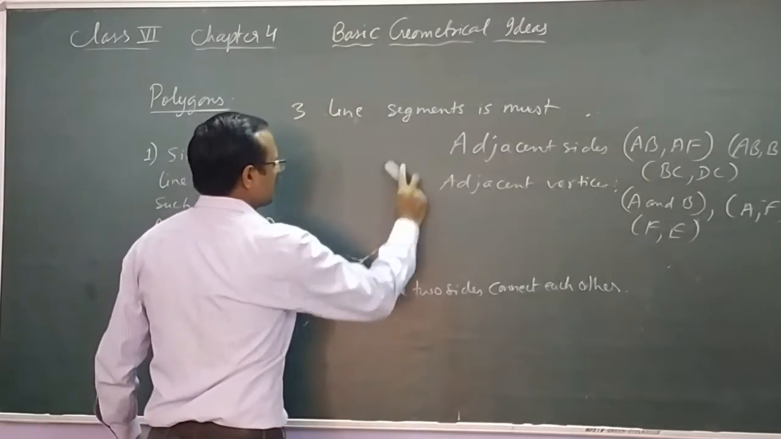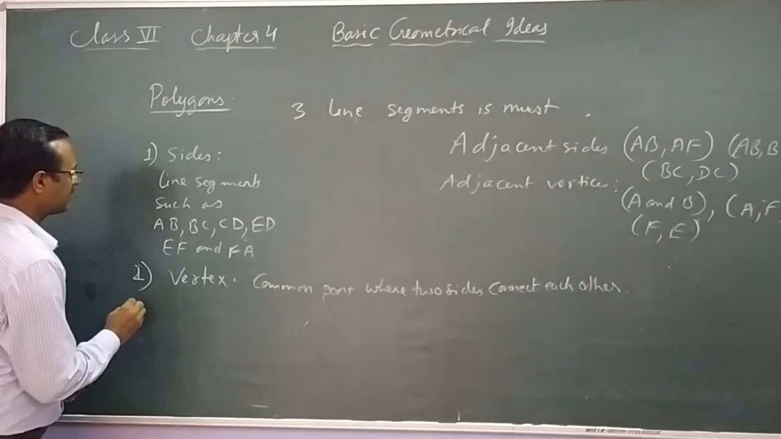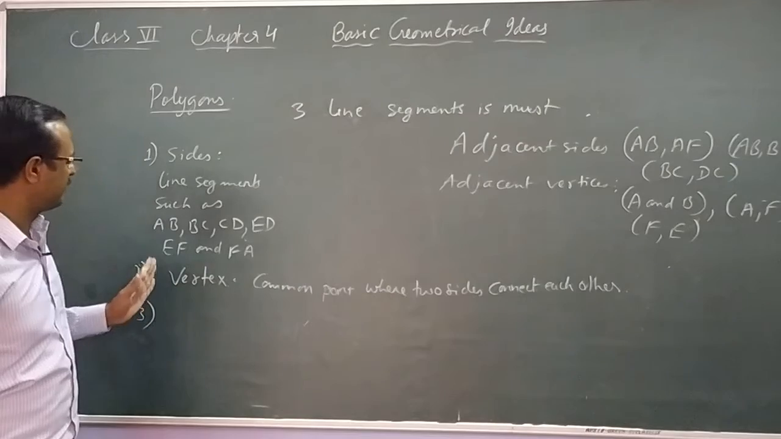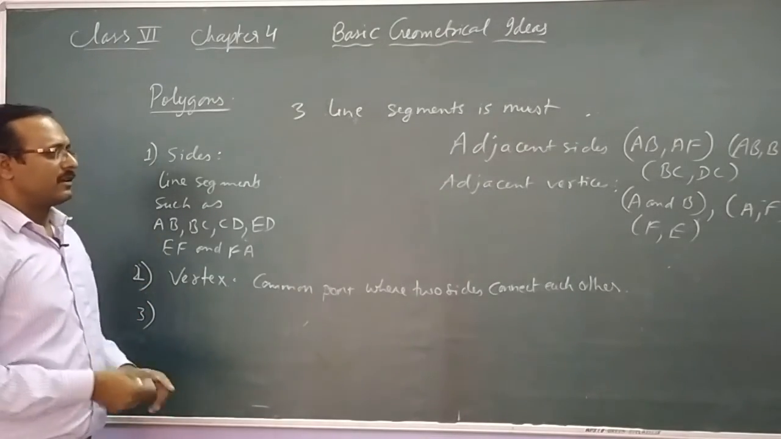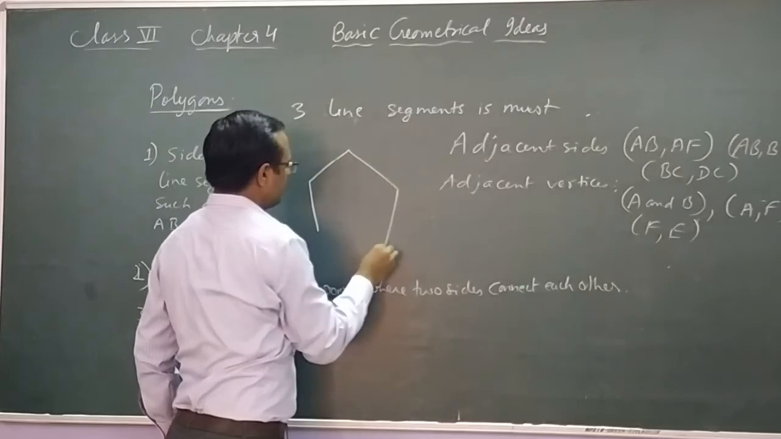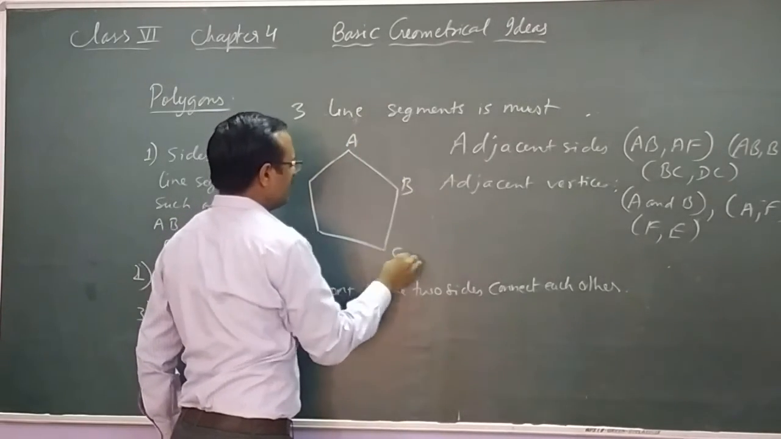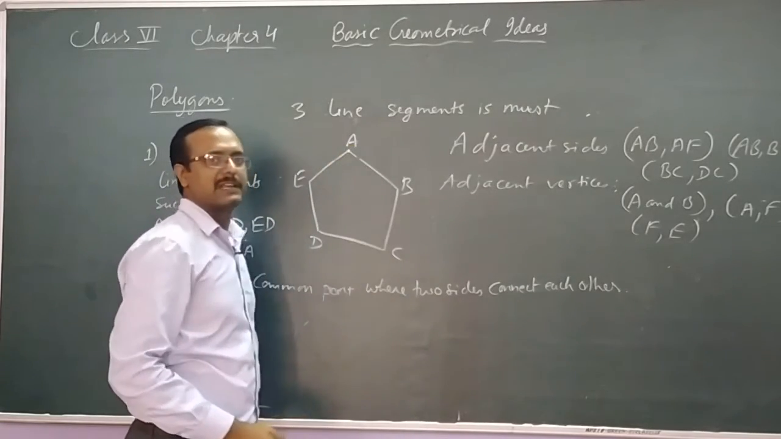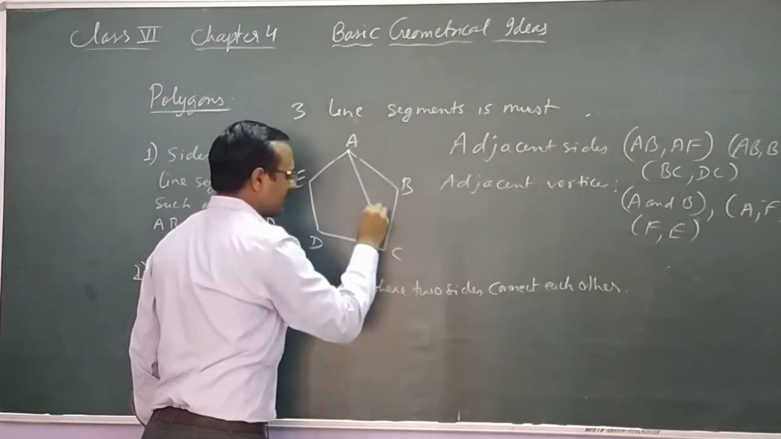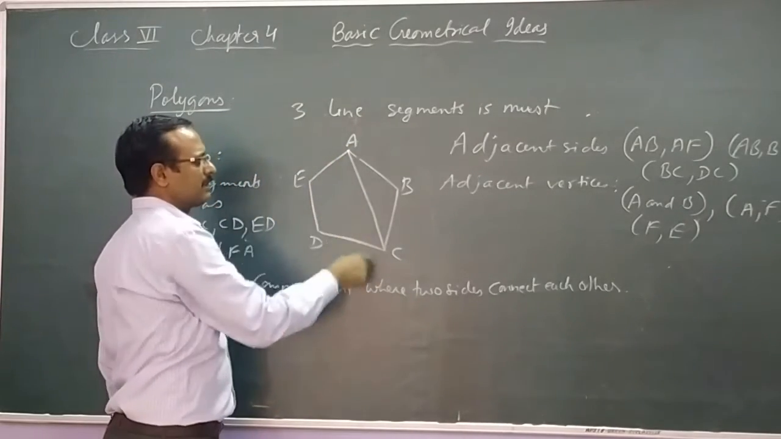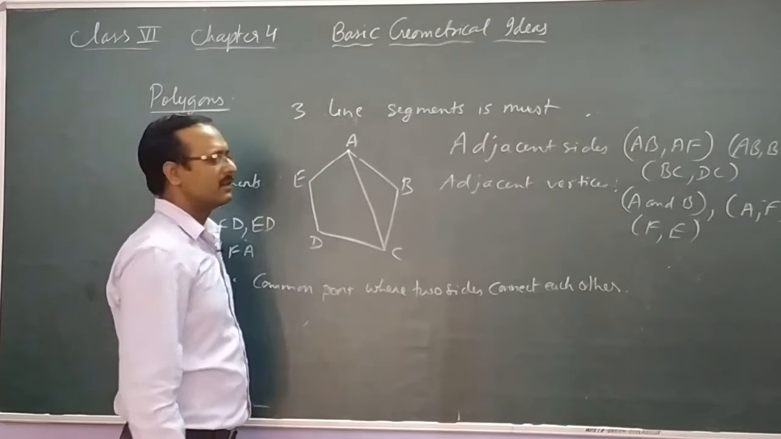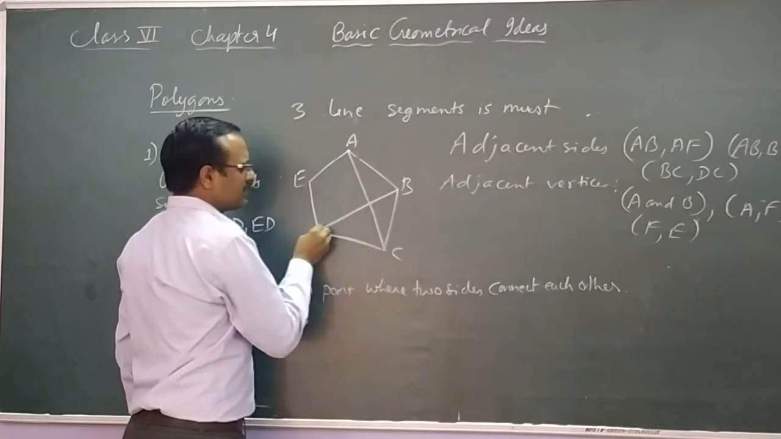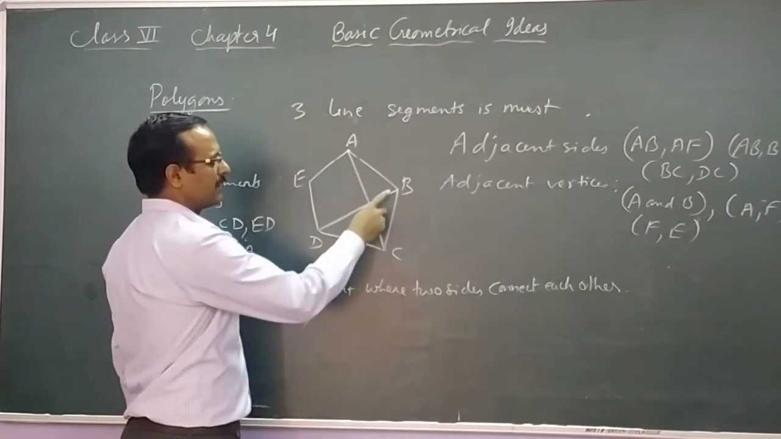Now come to the next concept, that is diagonal. So what is a diagonal here? It is the third most important element of a polygon. In this diagram, suppose this is a polygon A, B, C, D, E. If I connect the non-adjacent vertices, that is A and C, and connect these two by a line segment, then it becomes a diagonal. Similarly, if I connect B and D, because they are non-adjacent vertices, it will become a diagonal.